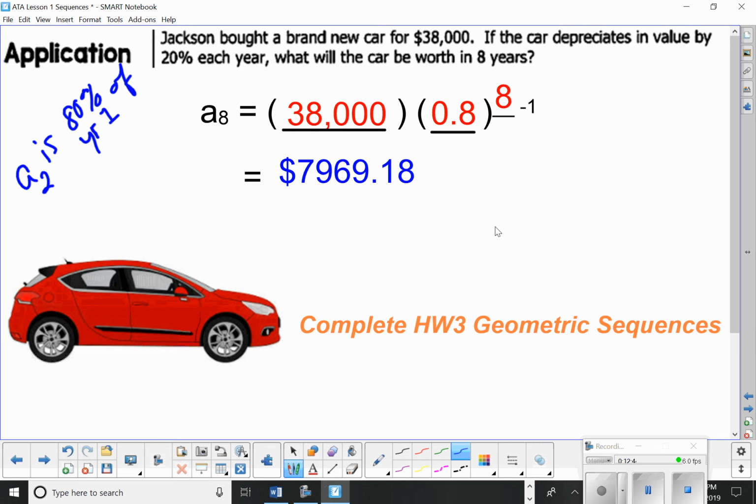Now, at this point, you are prepared to complete homework 3, Geometric Sequences. It has basic problems 1 through 18, and then 19 and 20 are applications. That's it for sequences. Next up is lesson 2 and series.